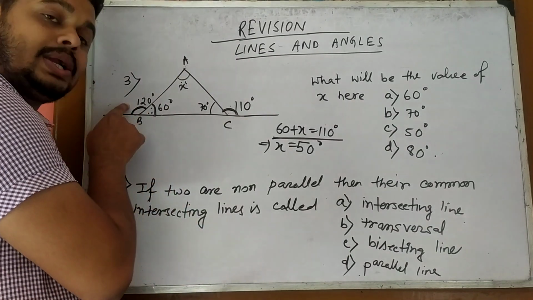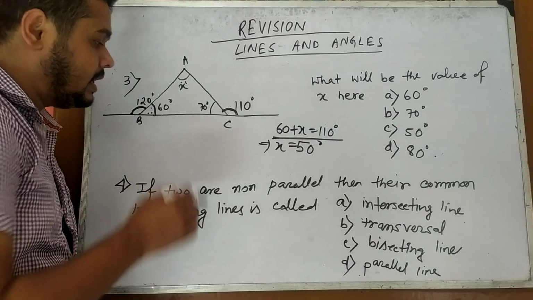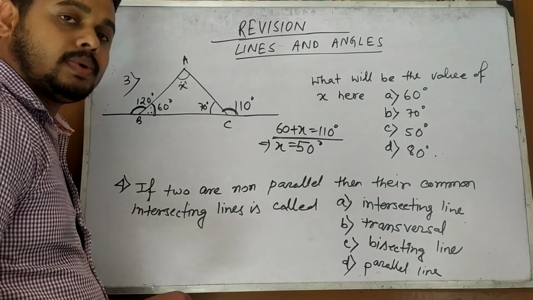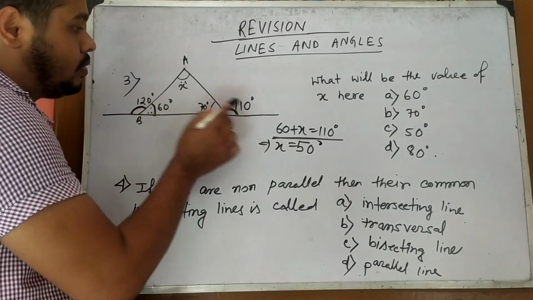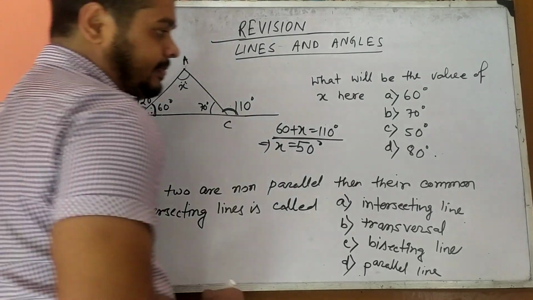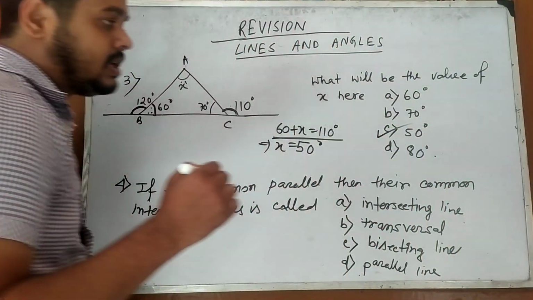So this is 120. So simply we can say this is 60. Now 60 plus x equal to 110. So x equal to 110 minus 60, that is 50. So in this case 50 is our answer.